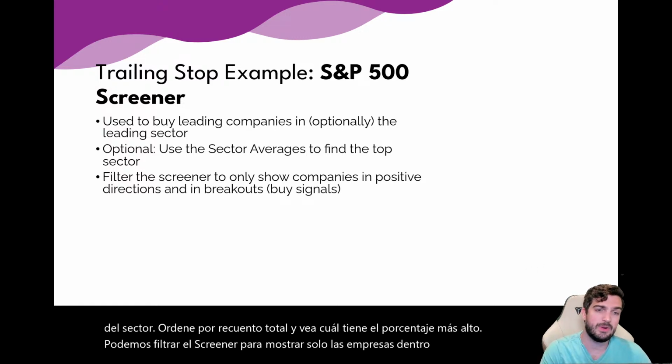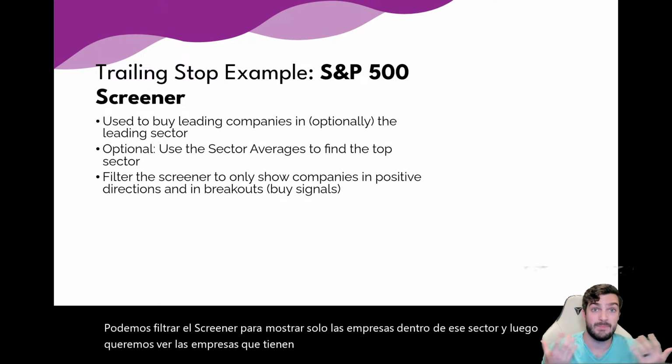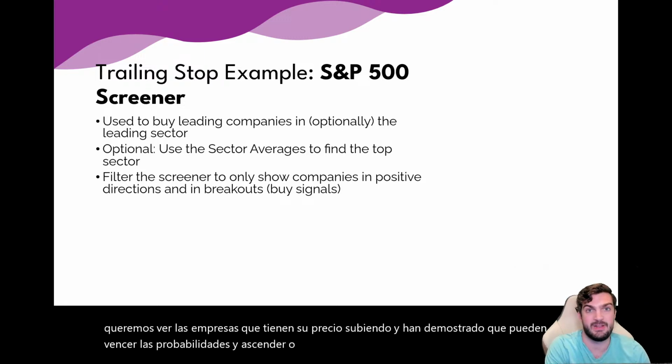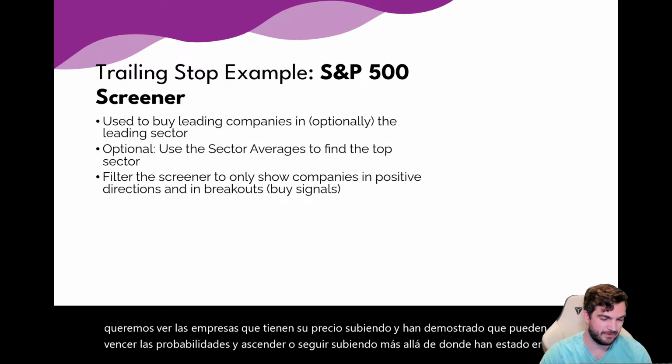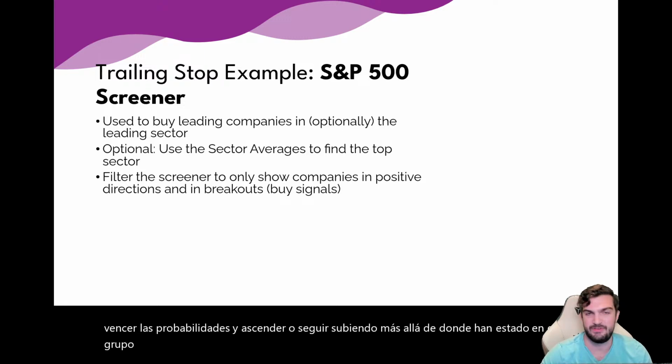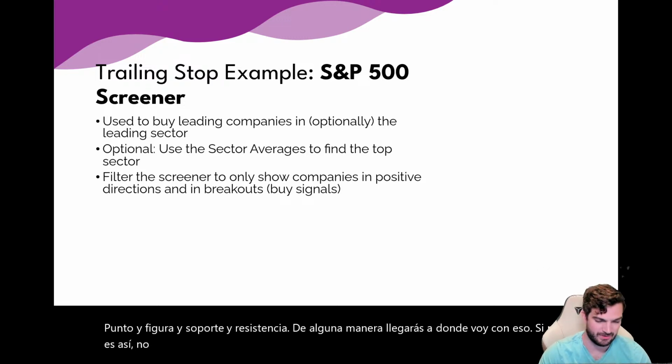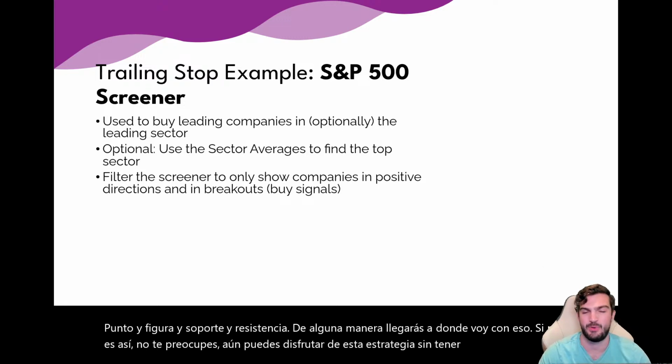And then we want to see companies that have their price going up and have proven that they can beat the odds and ascend or continue going up beyond where they've been in the past. If you understand point and figure and support and resistance, you'll kind of get where I'm going with that. If not, don't worry. You can still enjoy this strategy without having to learn the ins and outs of point and figure.